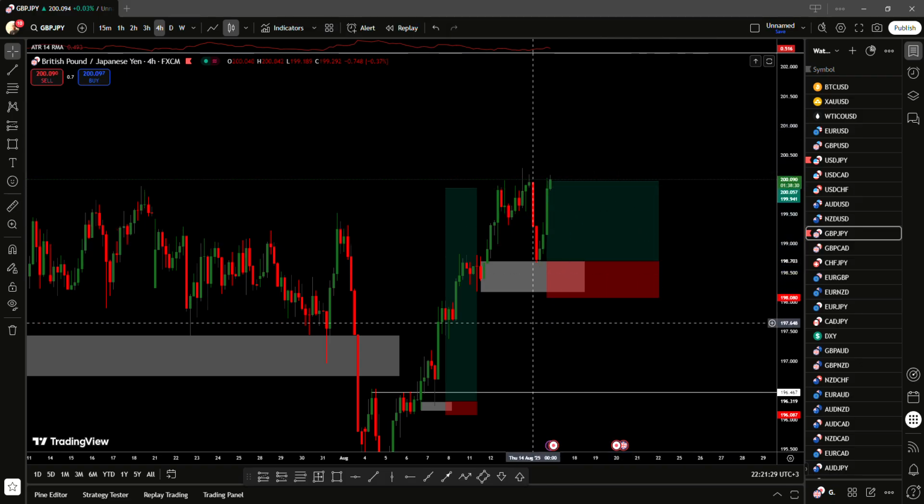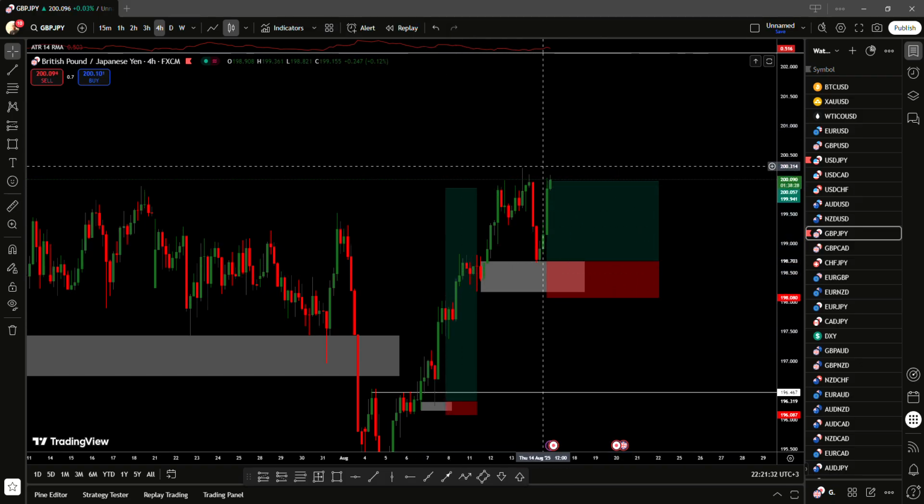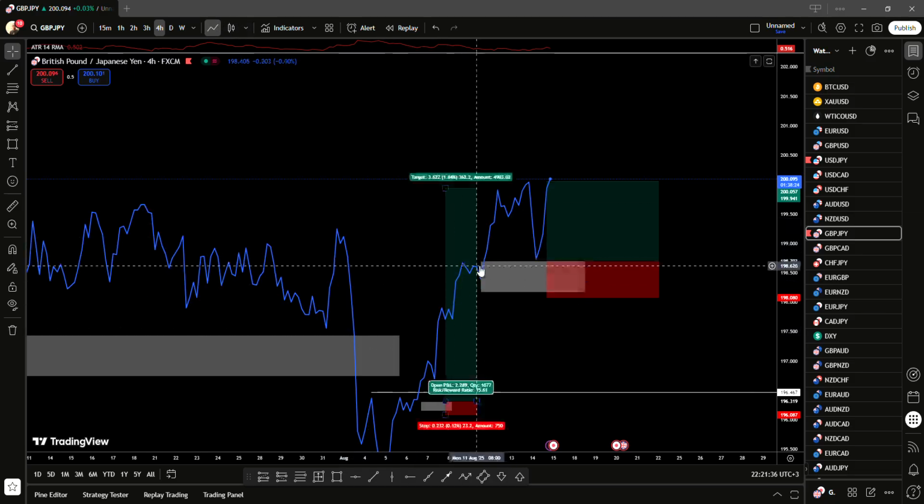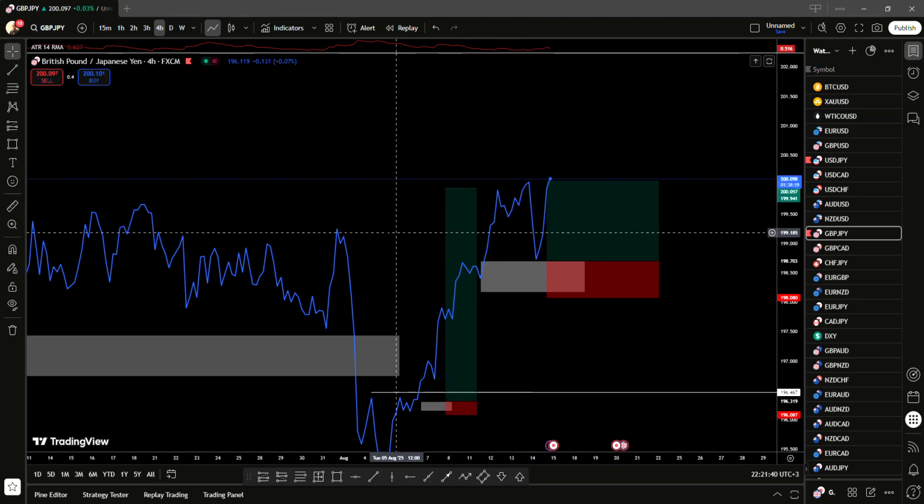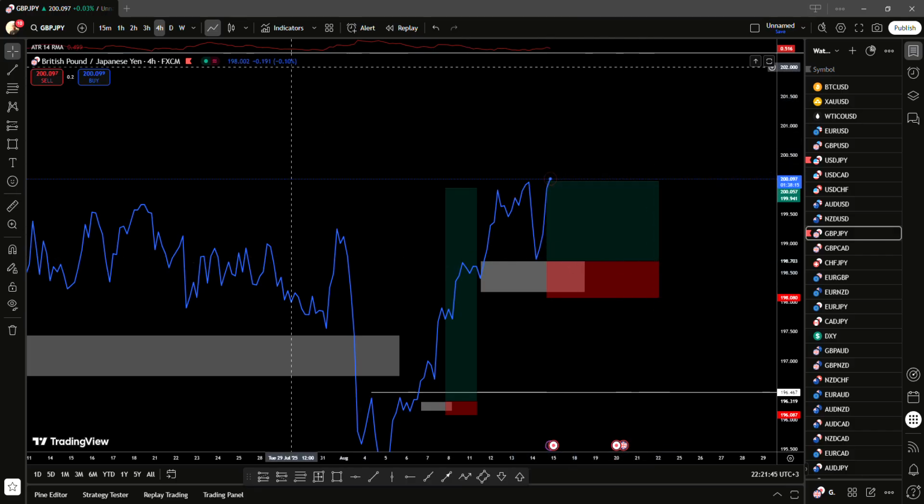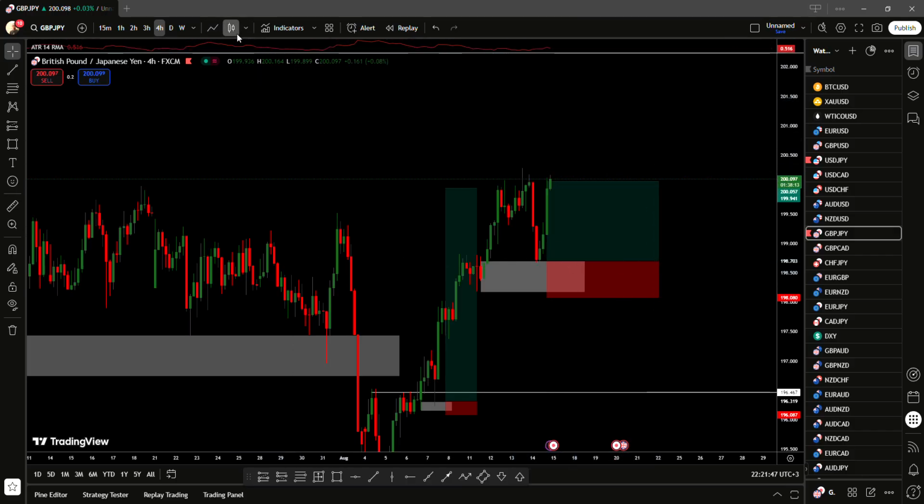Same setups, guys. Rally, base, rally. I've got the line chart to see that one very well. Price goes up, forms a break, and then continues to the upside, breaking the previous structure. So when price comes back here, we buy. These are the same setups that we always study here. So that was a rally, base, rally on GBP JPY. Very good trade.